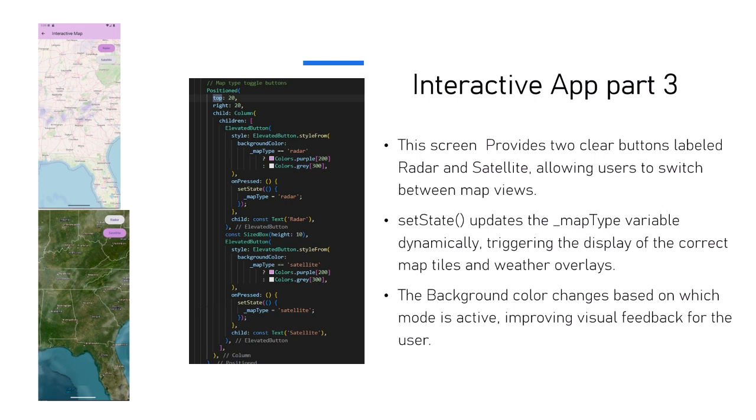Interactive Map Part 3. This screen provides two clear buttons labeled radar and satellite, allowing users to switch between map views. Set satellite updates the map type variable dynamically, triggering the display of the correct map tiles and weather overlays. Background color changes based on which mode is active, improving visual feedback for the user.